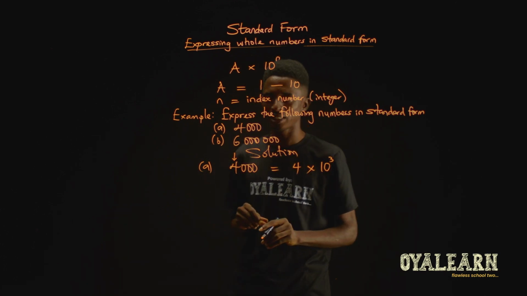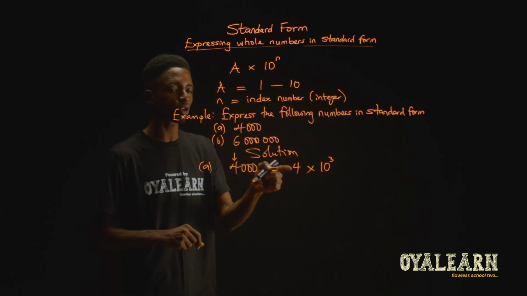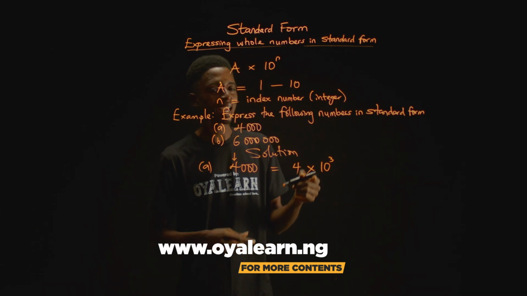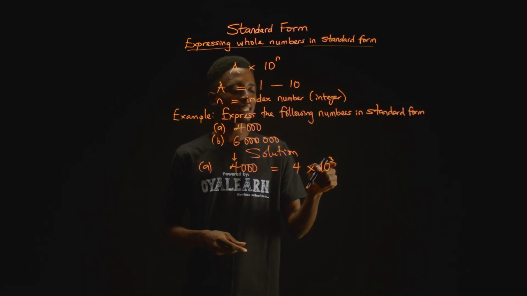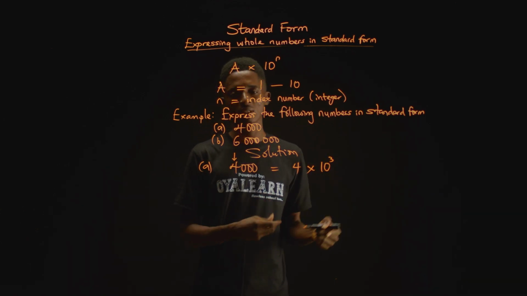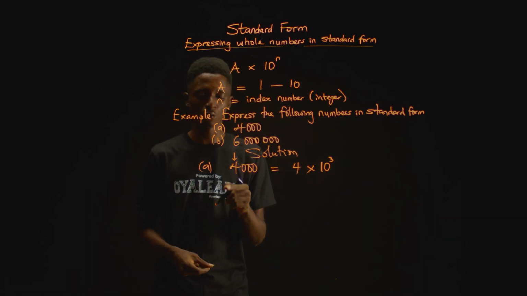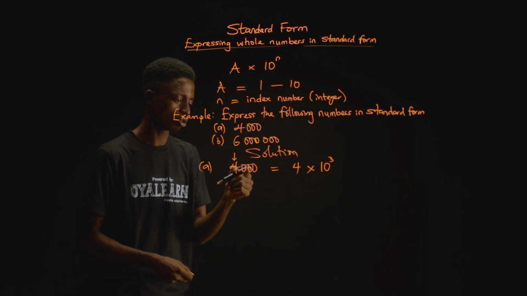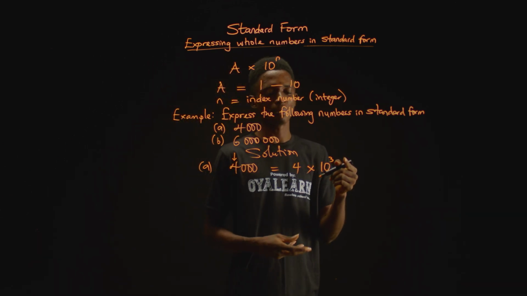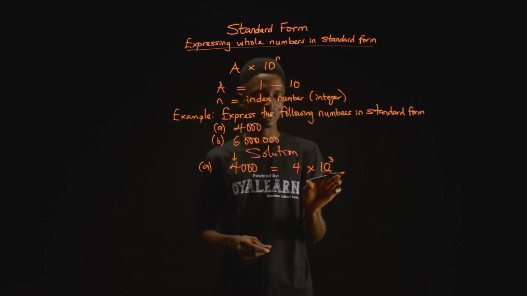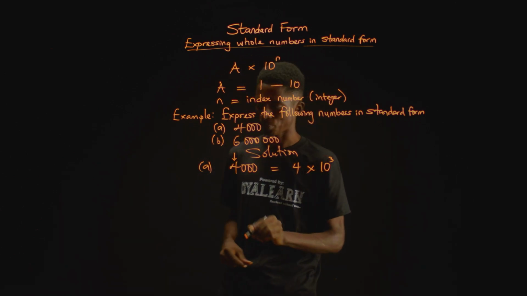Once again, for clarity, after you pick the first non-zero number, you then multiply that by a power of 10. And to know the integer that will go on top of your 10 here as the power, you count the number of digits after the non-zero. So here we have 1, 2, 3. That is why we have 10 with the power of 3. And this is how we express 4,000 in standard form.